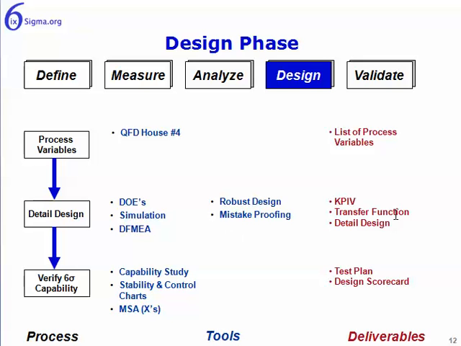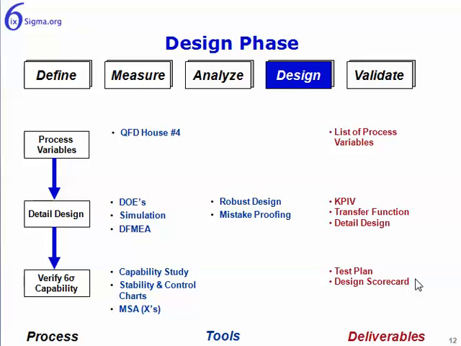In the detailed design, we want the KPIVs, the transfer function, if in fact a transfer function was developed, and then the detail design, of course. And then the last thing in the design phase is to make sure we have a test plan and a design scorecard has been developed, and then this will set us up to go into the validate phase.